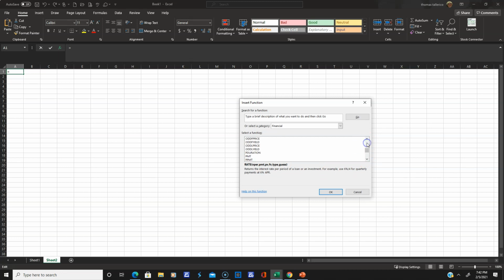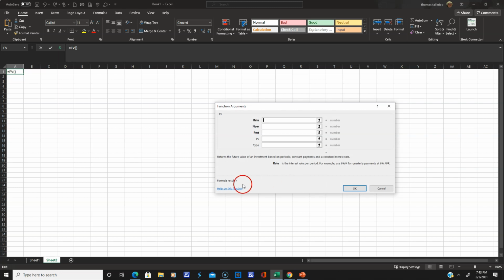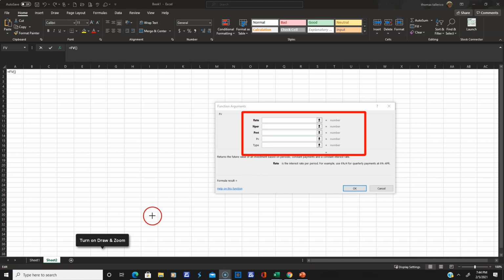So let me go up to future value. Now watch what happens when I say OK. You see how it brings up this box here, right? So I highlighted these boxes in red. Now there's a lot of equations which we kind of looked at. Remember I showed you some equations? They were really cumbersome. So you don't have to worry about that.